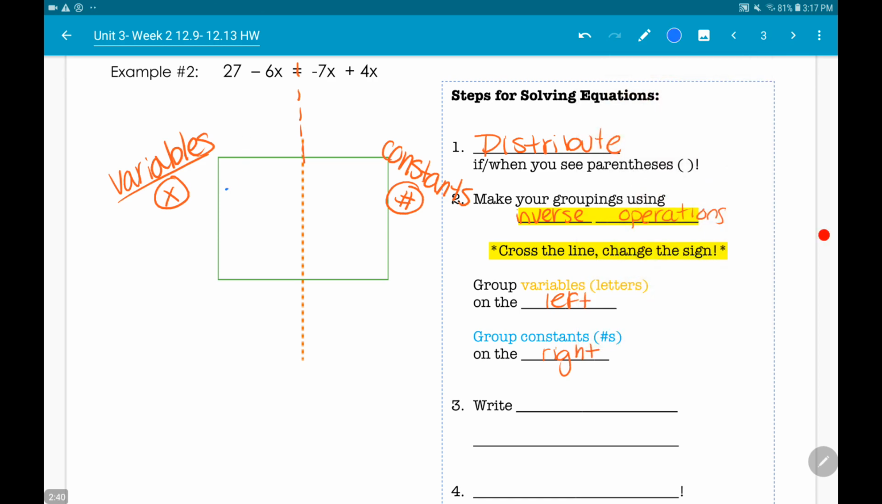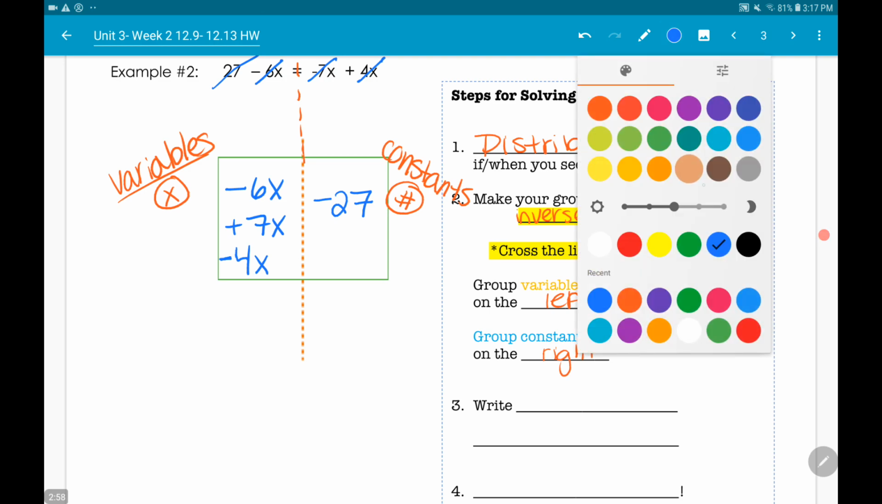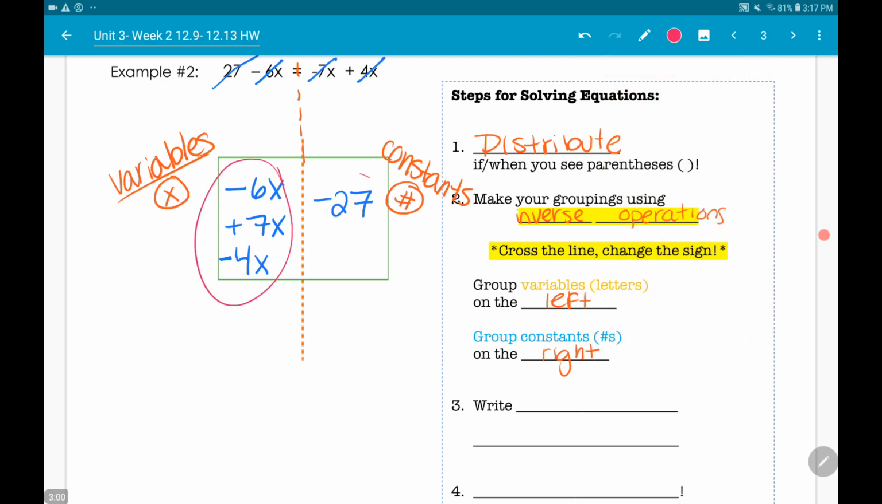You should have gotten negative 6x, positive 7x for your variables, and negative 4x. For constants or your numbers, you should have just gotten one thing, which was negative 27. Let's add it up. Okay, and what's my last step? So step 3 we just did was write the simplified equation.